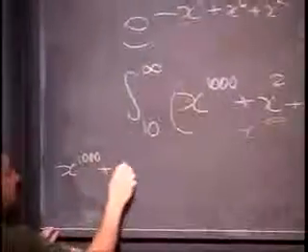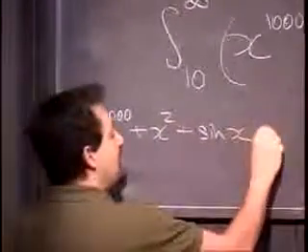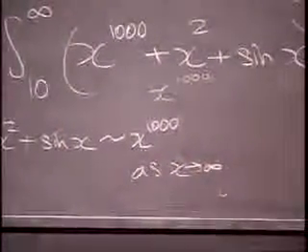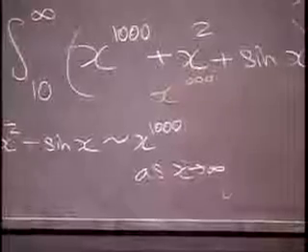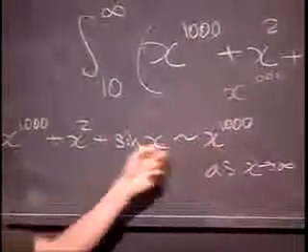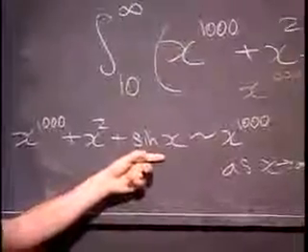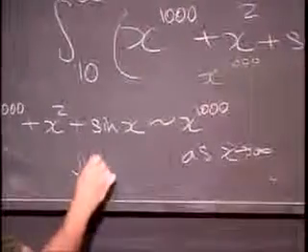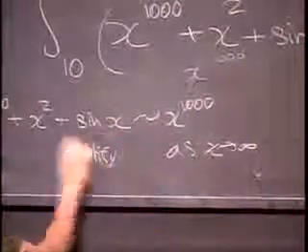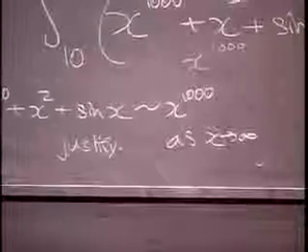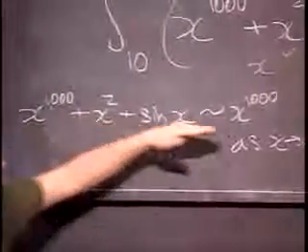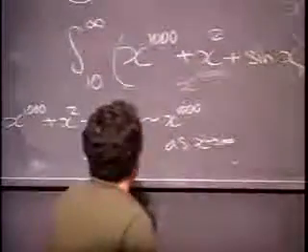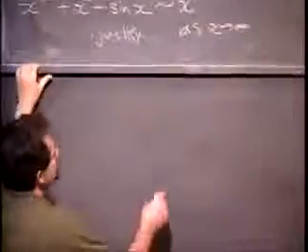x to the 1,000 plus x squared plus sine x behaves like x to the 1,000 as x goes to infinity. And along the lines of your question from before, is it always like this? Yes. If you want to prove this, divide by x to the 1,000 and use the sandwich principle on this. So there's some justification, but it's exactly the same as we did before, except for slightly different numbers. So you've got to justify that. Remember, you take the limit of the ratio of this to this.